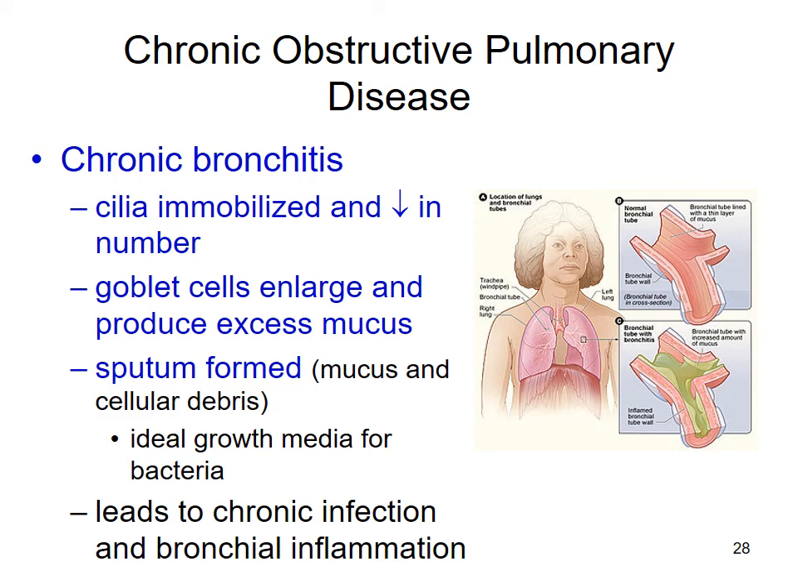The patients, depending on their stage of this, will need to do daily treatments that will induce bronchial dilation, making it easier for the sputum to be released out of the bronchioles.